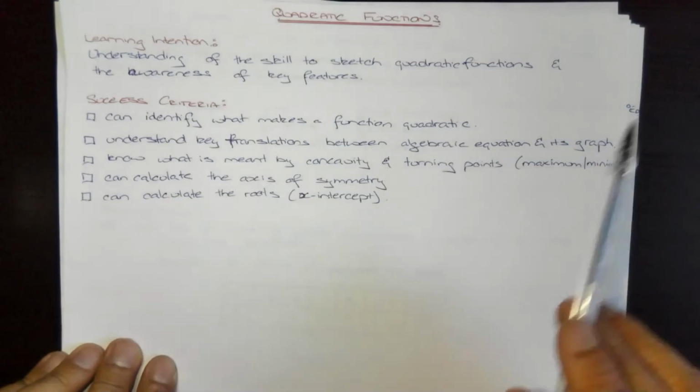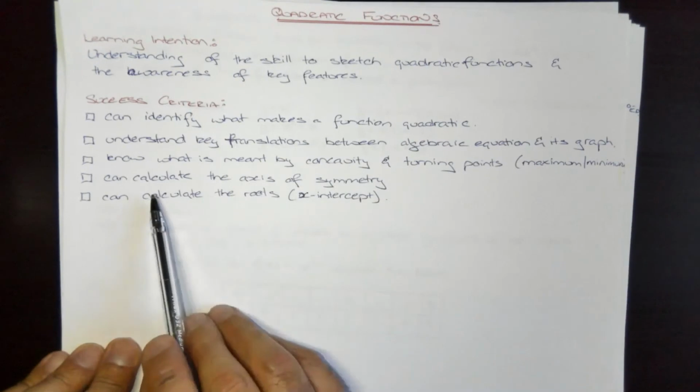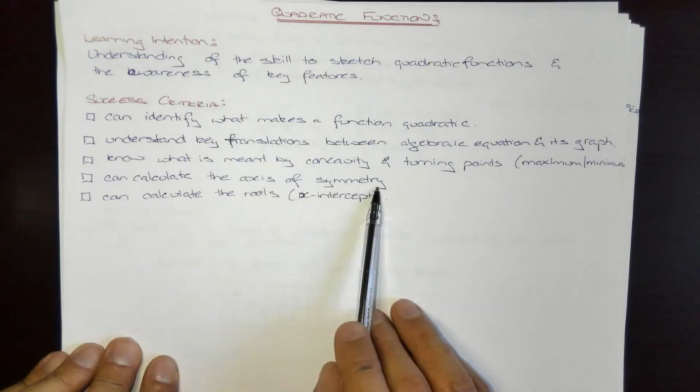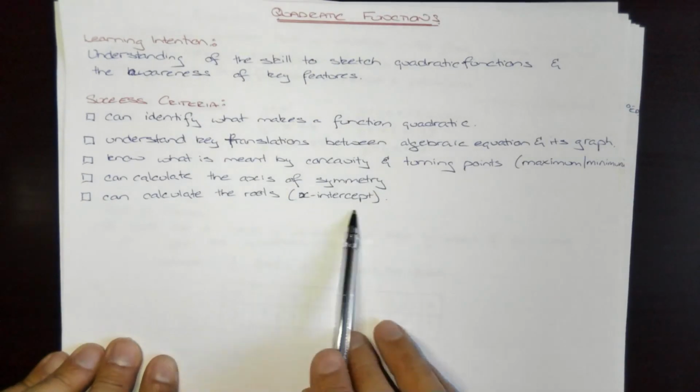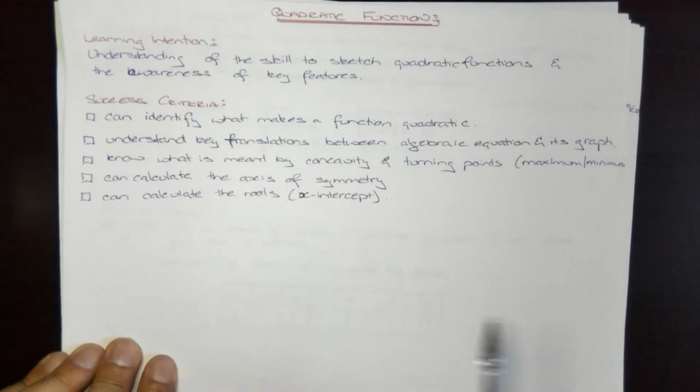So if it's a smiley face, it has a minimum. If it's a sad face, it has a maximum. Calculate the axis of symmetry, so x equals minus b over 2a, and obviously calculate the roots. And to do that, obviously, our skills in factorization are important. Okay, and that's the end.